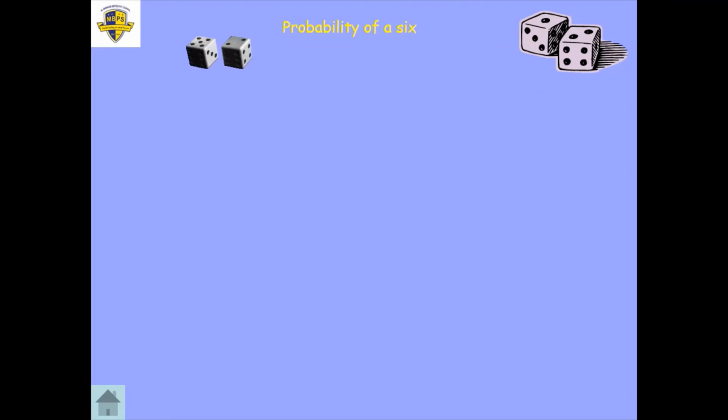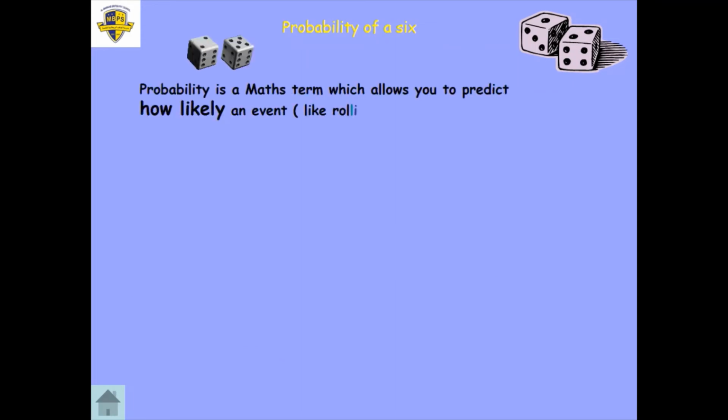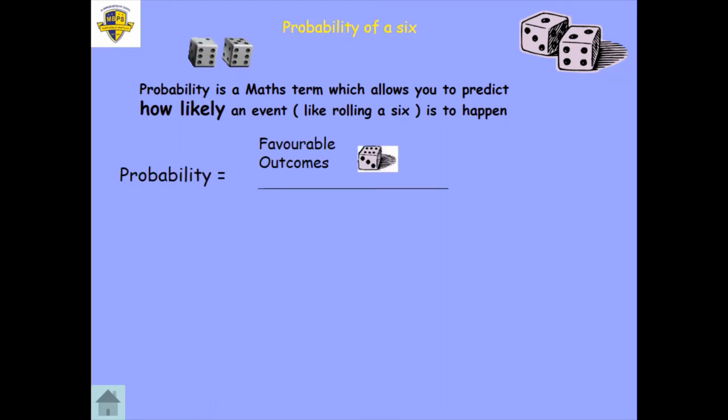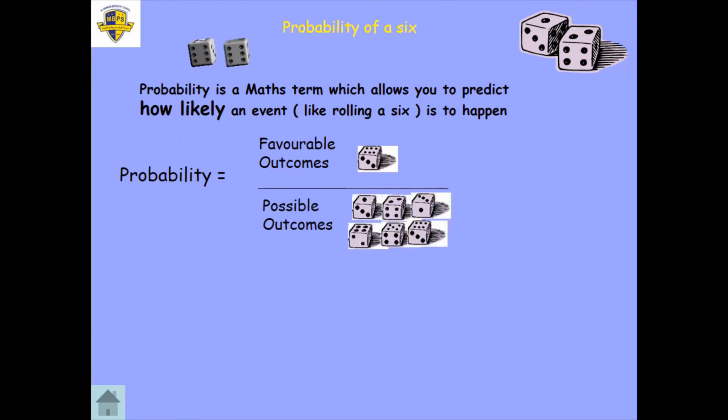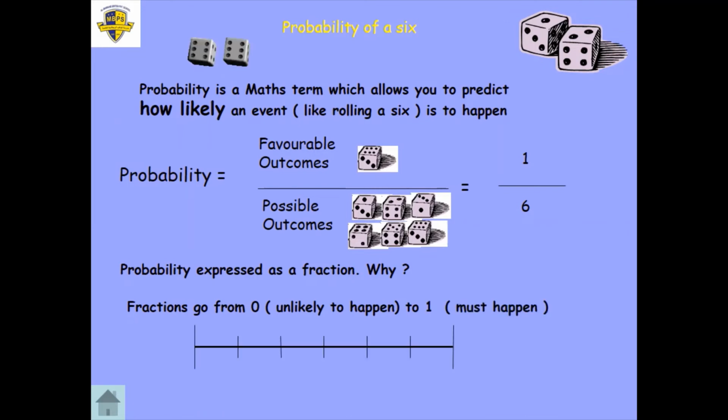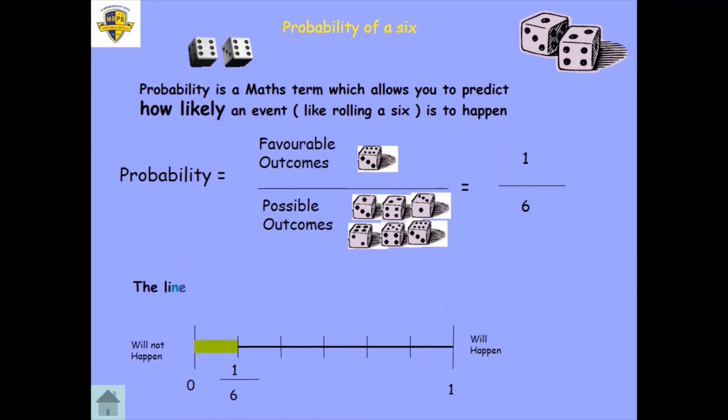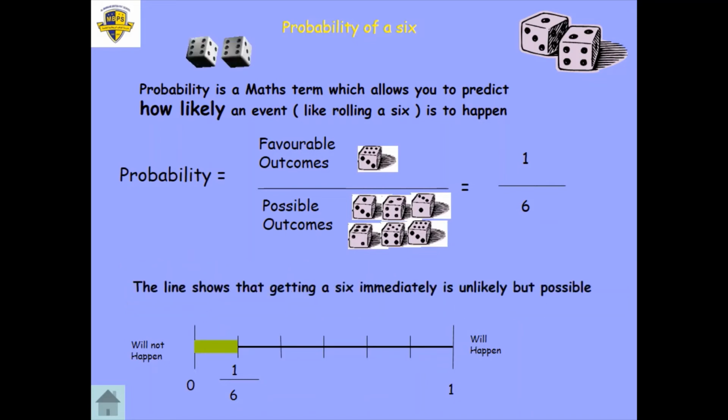Another example, probability of 6. As we say, probability is a math term which allows you to predict how likely an event is to happen. Now, I want to find probability of a number 6, right? So, probability equals favorable outcomes, which is number 6, to the possible outcomes. I have 1, 2, 3, 4, 5, 6. Equals 1 out of 6. As we say, probability can be expressed as a fraction because fractions go from 0 to 1. So 1 out of 6 on the probability scale is here. So the line shows that getting a 6 is unlikely but possible.